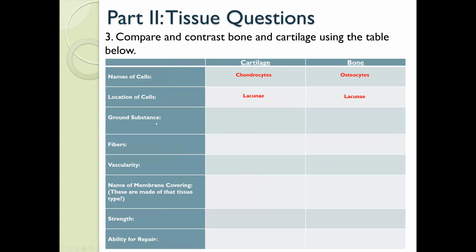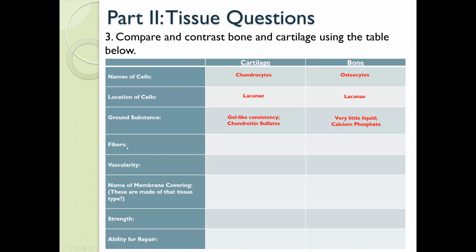Remember, the ground substance is the same as the fluid component, and cartilage has a very gel-like consistency to its ground substance, and it's made primarily of chondroitin sulfates. You'll find this a lot in vitamins and supplements that say that they help your joints. Bone has very little liquid in its ground substance, and it's mainly made up of calcified matrix that is primarily calcium phosphate.